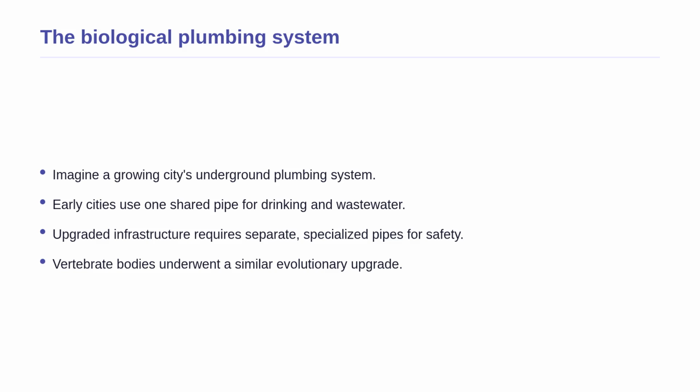To understand this topic, imagine a growing city's underground plumbing system. Initially, when the city is small, there might be just one large, shared pipe carrying both drinking water and wastewater. As you can guess, this is chaotic and highly inefficient. Over time, as the city upgrades its infrastructure, engineers build separate, specialized pipes for different purposes to ensure safety and efficiency. In the vertebrate body, the internal plumbing system for waste removal and reproduction went through a very similar evolutionary upgrade. We call these biological tubes the urinogenital ducts.